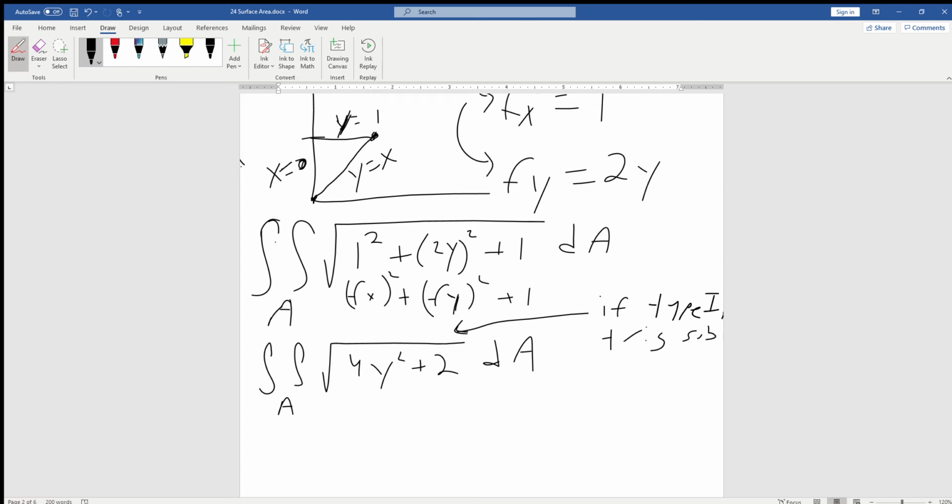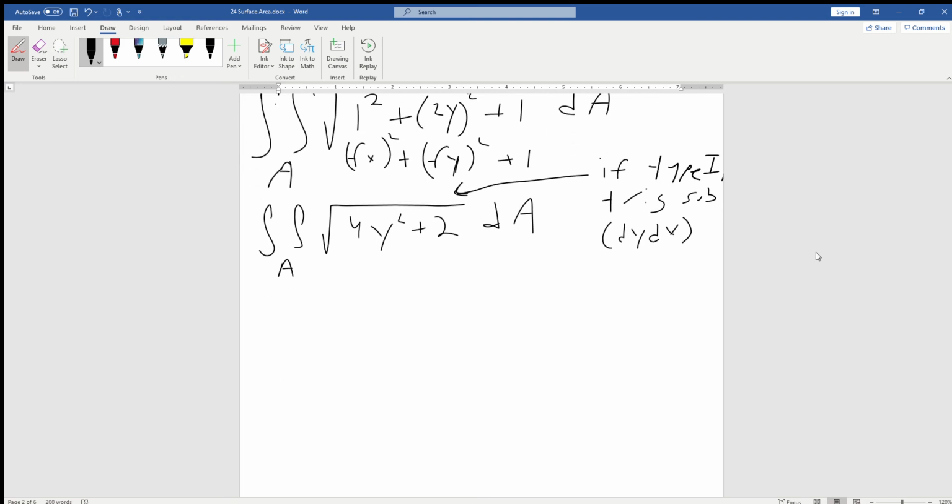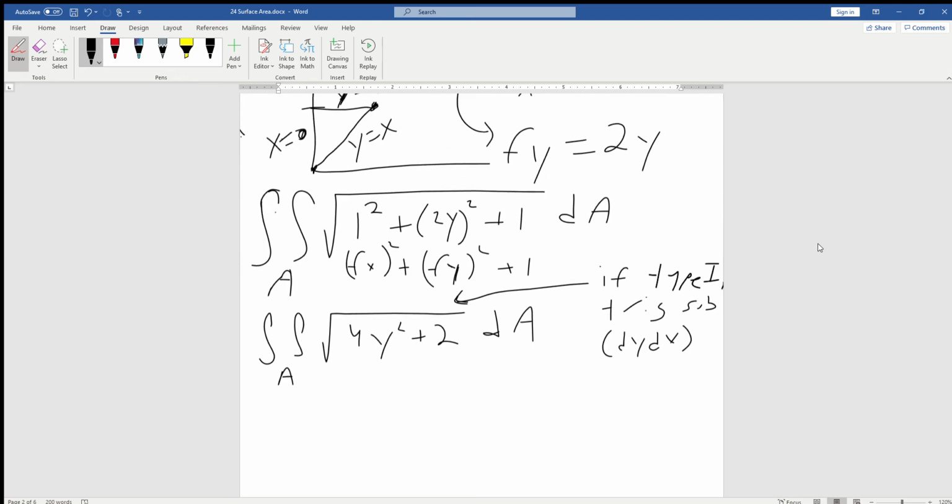Okay, and remember, type 1 is the one that has dy dx as the ordering. We want to try to avoid that if at all possible. So let's try it as a type 2 region to start with. And then if that doesn't work, then we can go back to the trig sub. We're going to see that it does work nicely. All right, so we go back up.